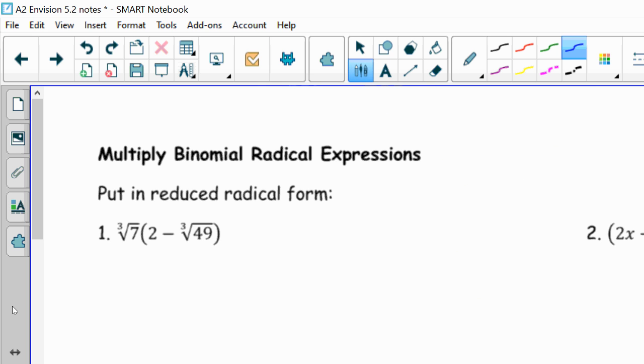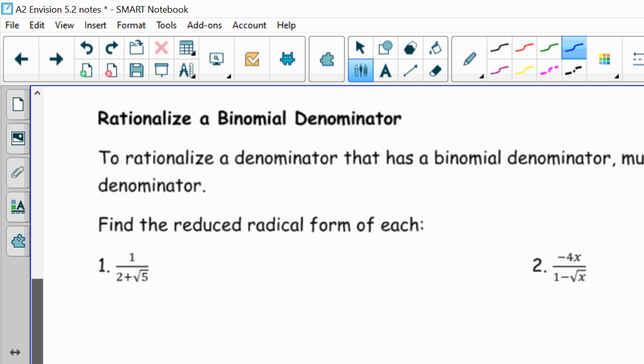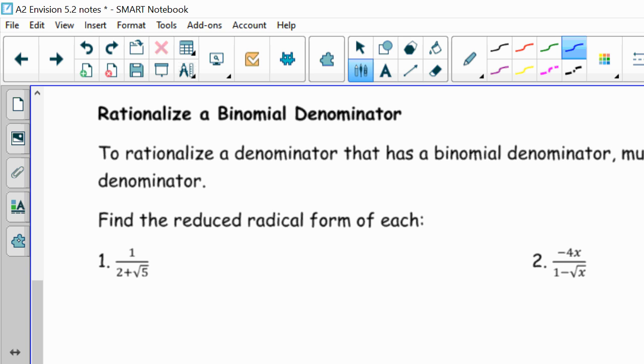Yesterday we looked at multiplying binomial radical expressions, so we can skip down to rationalize a binomial denominator. We did some rationalizing denominators in geometry, and you probably did that in Algebra 1 as well. Okay, so it tells you to rationalize a denominator that has a binomial denominator. You simply multiply by the conjugate.